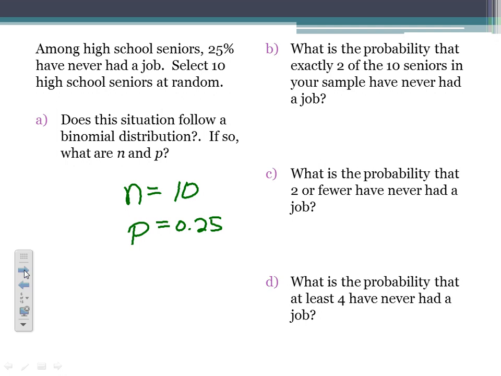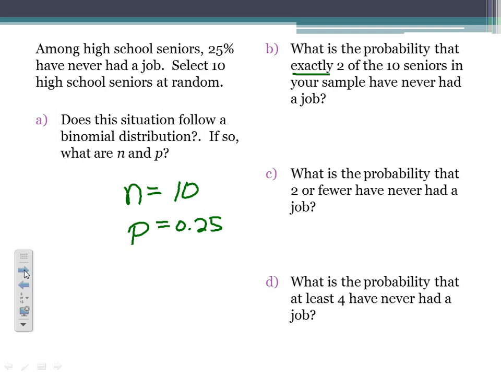Okay, so now we have some sub-questions here. The first one is, what is the probability that exactly 2 of the 10 seniors in your sample have never had a job? Now again, notice the word here is exactly. So are we going to use a PDF or are we going to use a CDF in this situation? Well, hopefully you recognize, okay, this is exact.